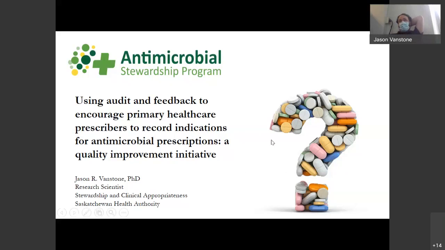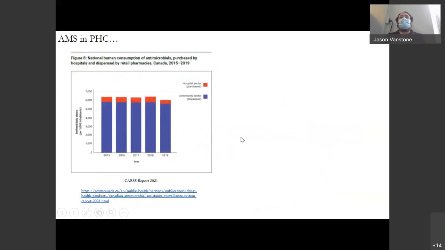So, we're going to talk about this. I'm going to talk a little bit about audit and feedback, what that is, why it's a useful tool to use, especially in the world of antimicrobial stewardship, and then we'll talk a bit specifically about what has happened so far with this intervention, as it's not something that has finished, per se. So I just want to start with talking about antimicrobial stewardship in primary healthcare.